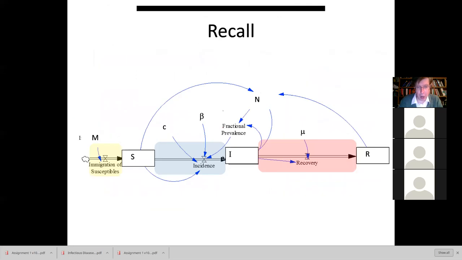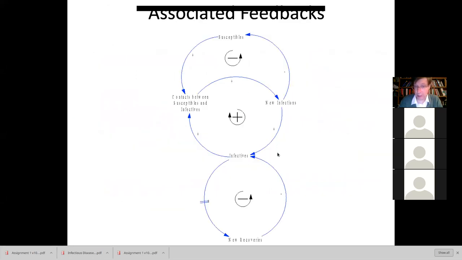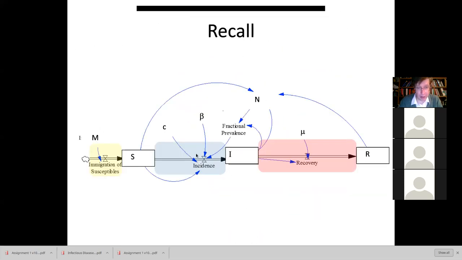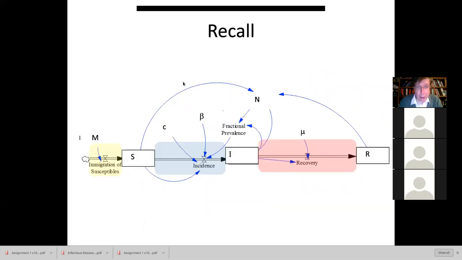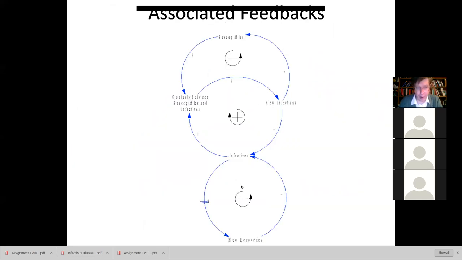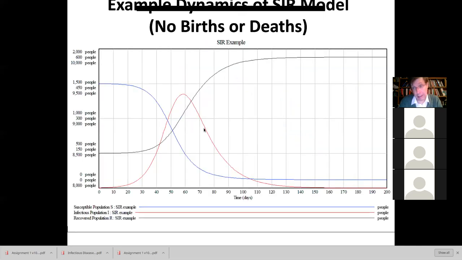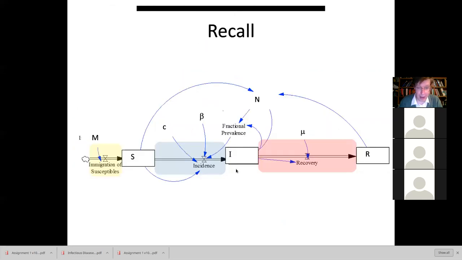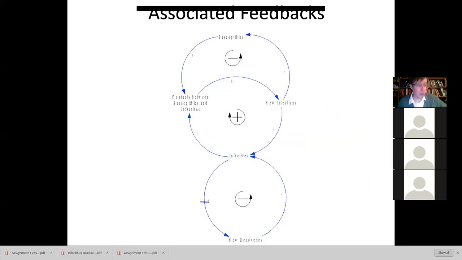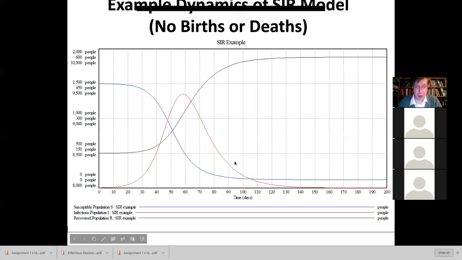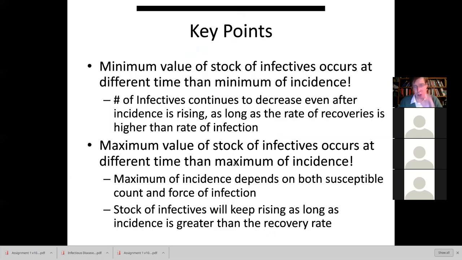And at that point, what's really dominating is this new recovery loop. During this initial phase, what was dominating was this loop. Around the peak, what's more dominating is this one. And then later on, what's particularly dominating is just draining the number of infectives. It takes time to drain the infectives there, and that's associated with this recovery loop. So what you see is a shifting dominance of loops, which is characteristic of these system dynamics models. These feedbacks compete with each other in the interplay, but often one is dominant at a given time. And the dominance shifts over the course of the outbreak. Okay, so a few key points here.